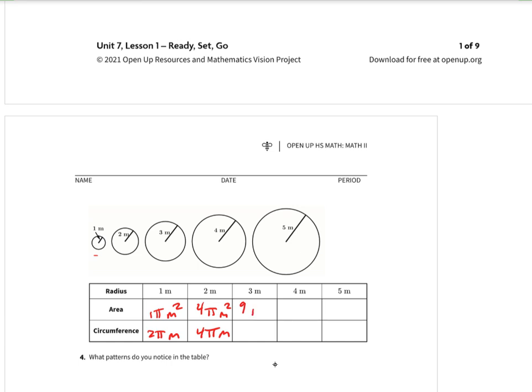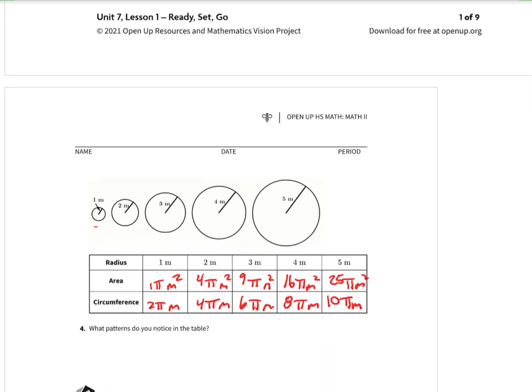So 3 is 9, and then 6. 4 would be 16 pi meters squared, and 8 pi meters. And then 25 pi meters squared, and this would be 10 pi meters.